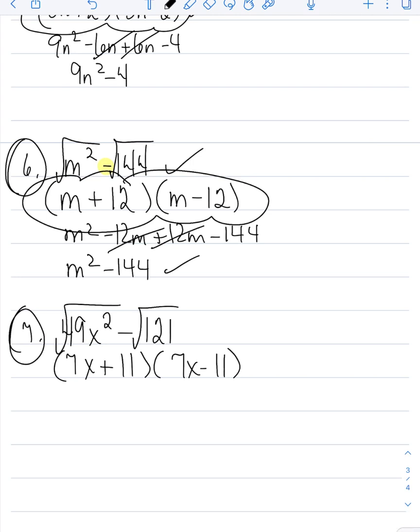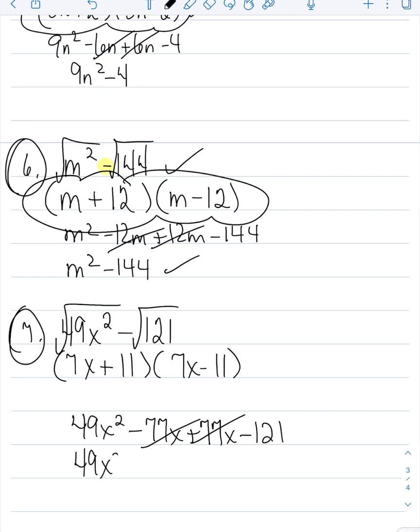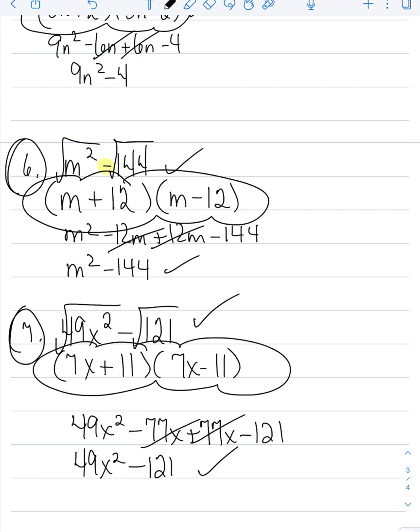Let's do FOIL to test it. First, outside, inside, last. Simplify, so that means the two middle terms cancel because negative 77x plus 77x is 0. And I'm left with 49x squared minus 121. So, yep, these are my factors for that polynomial.